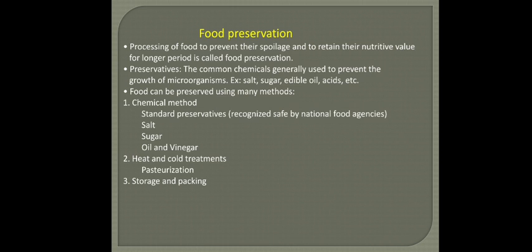Similarly, tamarind, gooseberries, raw mangoes, etc. for making pickles, or similarly putting them in salt also, we can keep them preserved. Some other chemical preservatives are also there. Other than that, we have common preservatives, oil and vinegar.